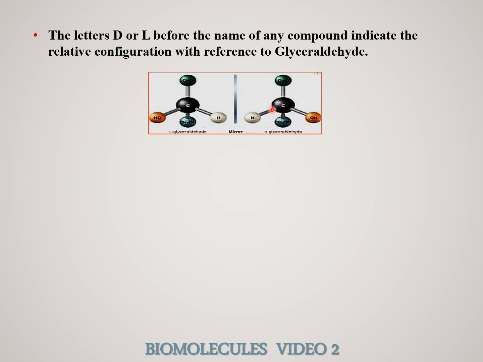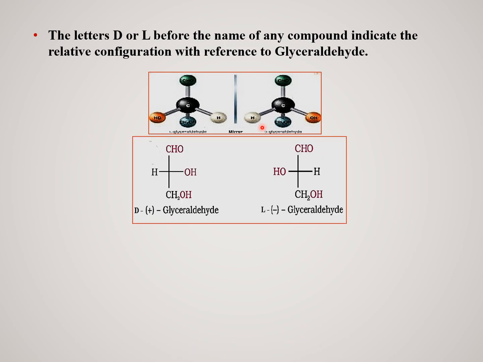Your right hand would look like the left hand. The left hand would look like the right hand. So, this carbon atom which is attached to 4 different atoms or groups is called a chiral carbon atom, and it has a non-superimposable mirror image. Let's look at the example of glyceraldehyde.